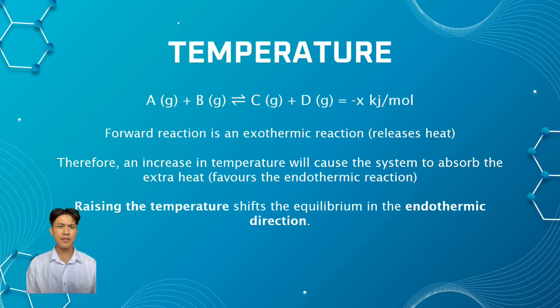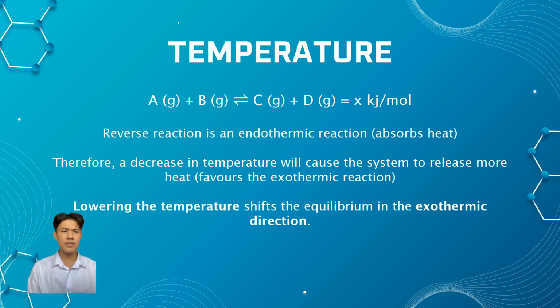The second factor affecting equilibrium is temperature. Firstly, the forward reaction is an exothermic reaction. Therefore, an increase in temperature will cause the system to absorb the extra heat. It favors the endothermic reaction. Raising the temperature shifts the equilibrium in the endothermic direction.